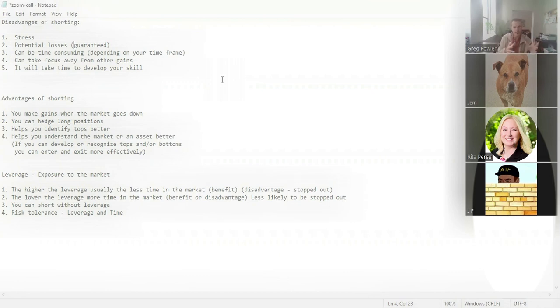It can take focus away from other gains. So you could be so focused on shorts that you might be missing some other opportunities in longs, for example. So that's another thing, and it's going to take time to develop your skill. You have to keep these things in mind. The losses, it's going to just take time to develop your skill.